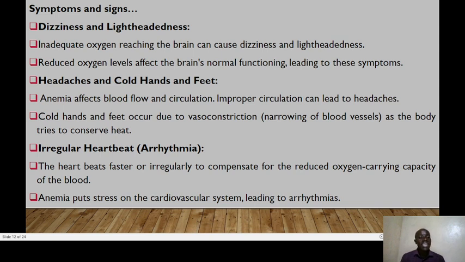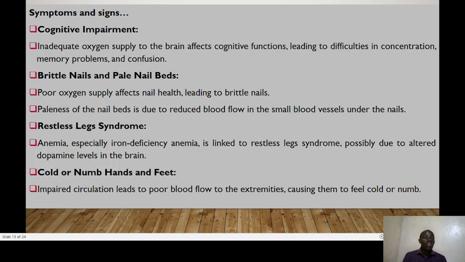We also have irregular heartbeat or arrhythmias. So the heart beats faster or irregularly to compensate for the reduced oxygen carrying capacity of the blood. So anemia puts stress on the cardiovascular system, leading to arrhythmias. Cognitive impairment. So we have inadequate oxygen supply to the brain affecting cognitive functions, leading to difficulties in concentration, memory problems, and confusion.